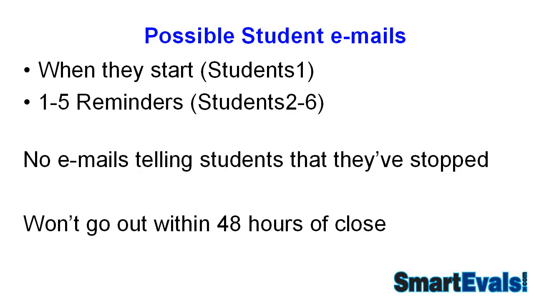For student emails, we notify students when they start and up to 5 reminders. The key thing here is that we don't send them out within 48 hours close to the close of the evaluation period, because too many students get angry when they get an email, log in, and then find out their evaluation period is closed. This typically happens to schools with short evaluation periods. Now is a pretty good time to mention that we recommend a 1-month evaluation window. Please have one.